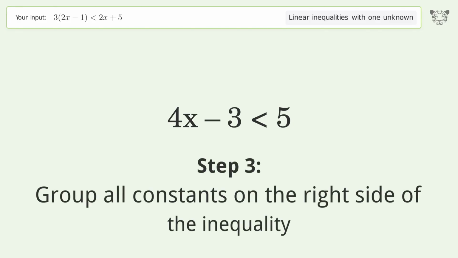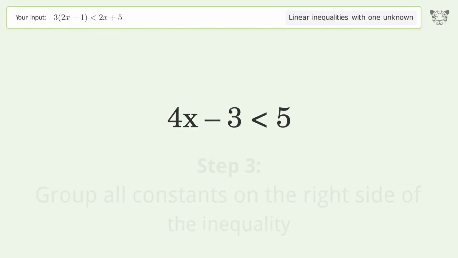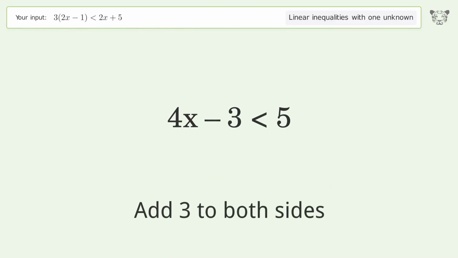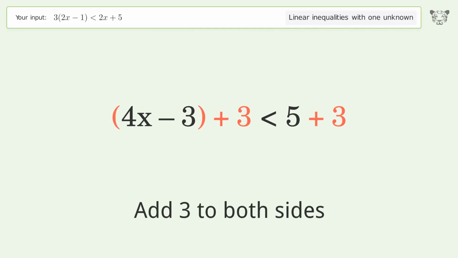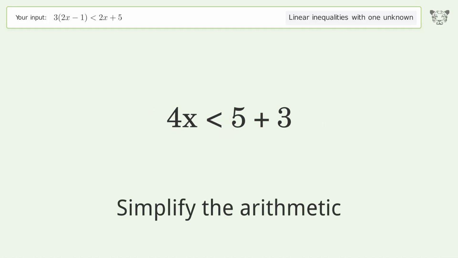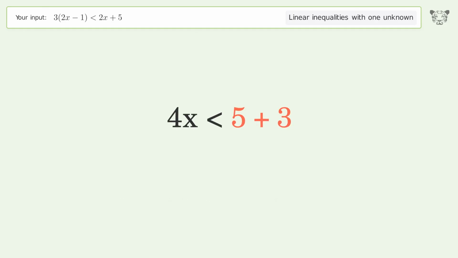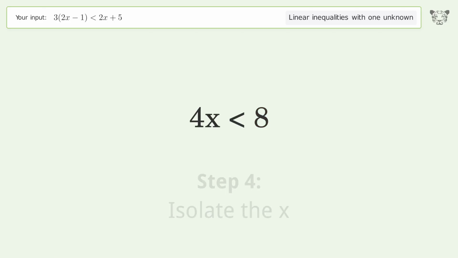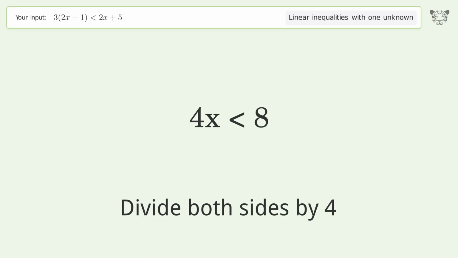Group all constants on the right side of the inequality. Add 3 to both sides. Simplify the arithmetic. Isolate the x. Divide both sides by 4.